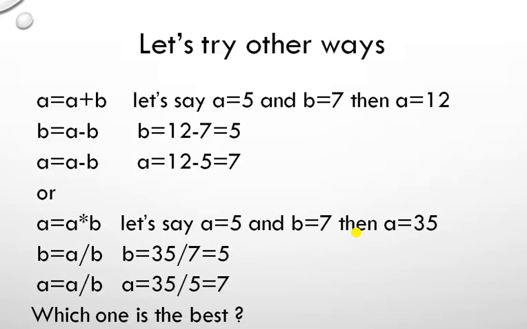See here, the addition, subtraction and multiplication operators have been used. You can use multiplication and division also. So let's try the other ways. Say addition and subtraction: a is equal to a plus b. Let's say a is 5 and b is 7. Then what is the value of a? a plus b is 12. Similarly now for b, this time you have to perform subtraction, a minus b. The value of a is 12, so 12 minus 7, the new value of b is 5.